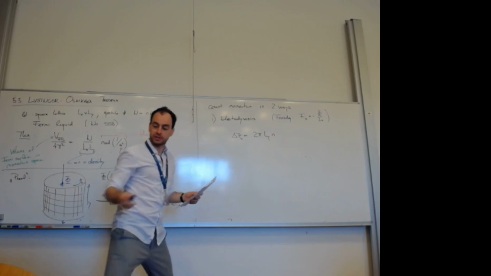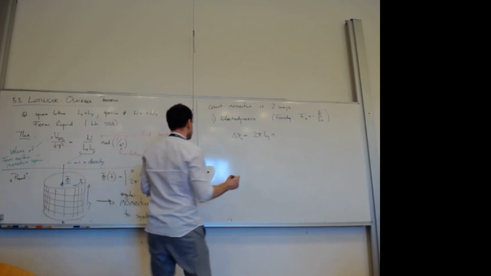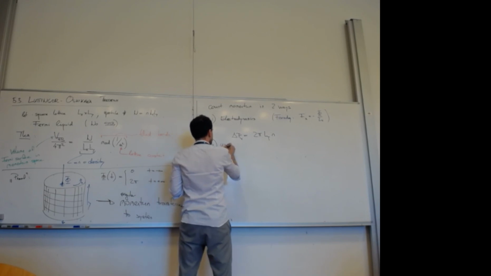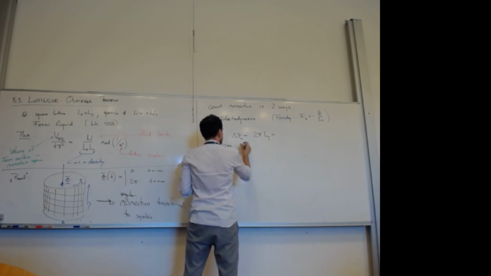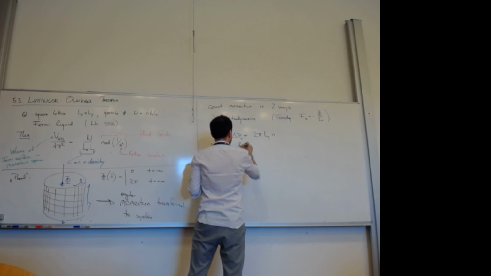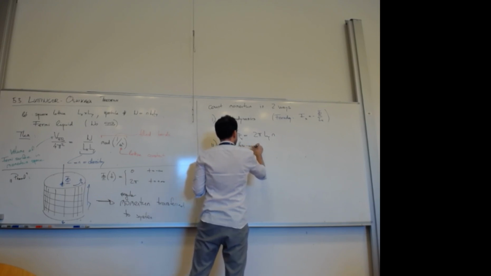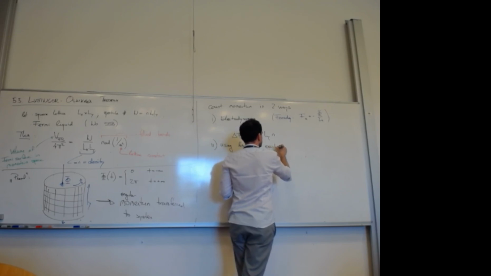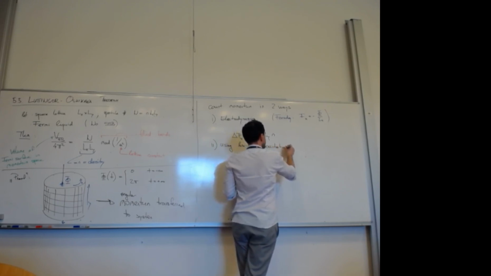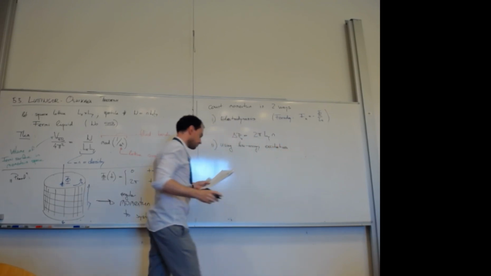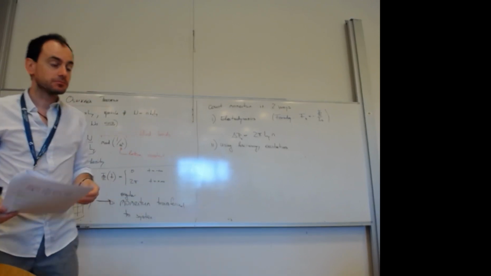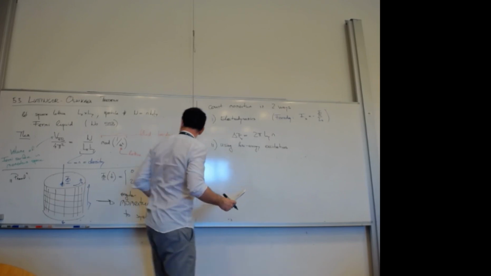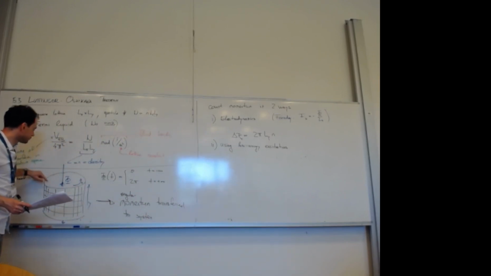The second way of calculating this is using low energy excitation. So that's more microscopic. What is the physical meaning of delta P? This is the flux, this is the change of momentum before and after.